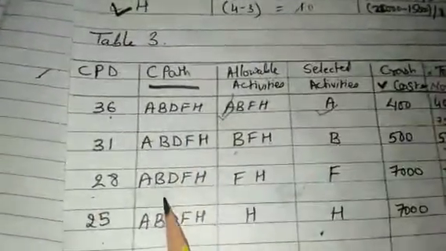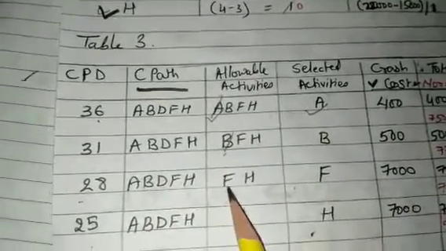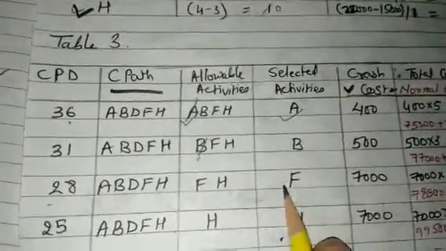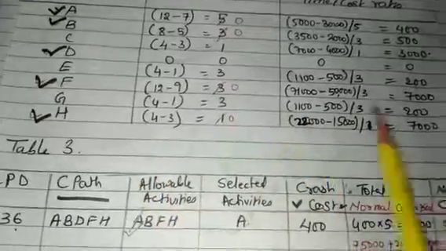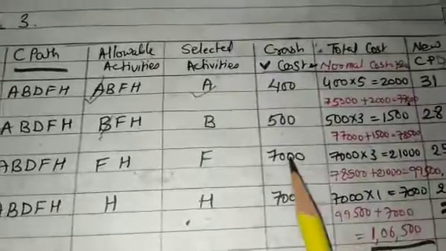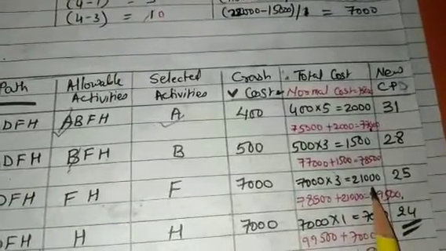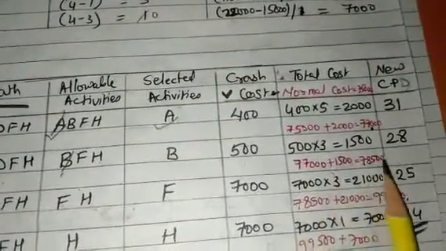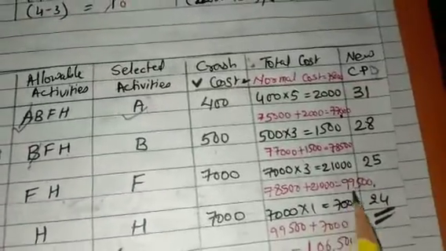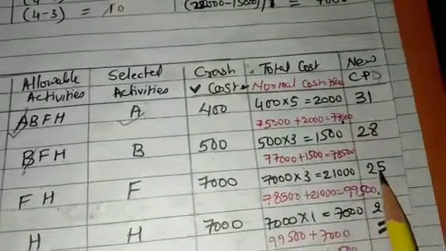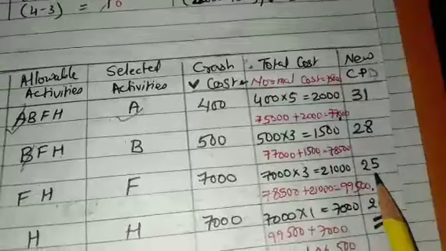After that, write this same 28 days here, and the same critical path. Now the allowable activities would be F and H, as B has been utilized. So activity F, and the cost for activity F would be 7,000, and we have crashed 3 days. So 7,000 into 3 would be 21,000. 78,500 plus 21,000 gives me 99,500. Again my new critical path would be reduced by 3 days, that is 25 days.